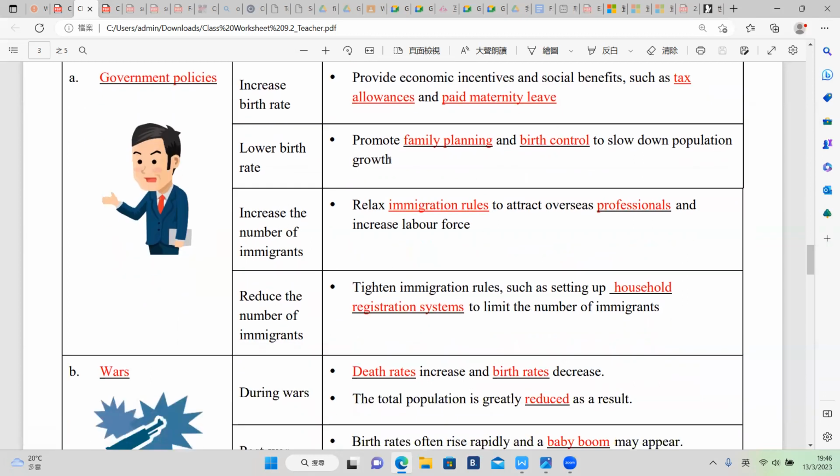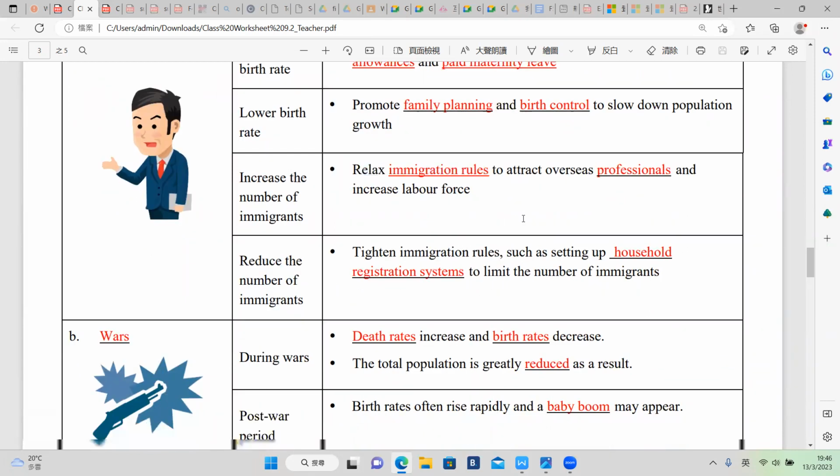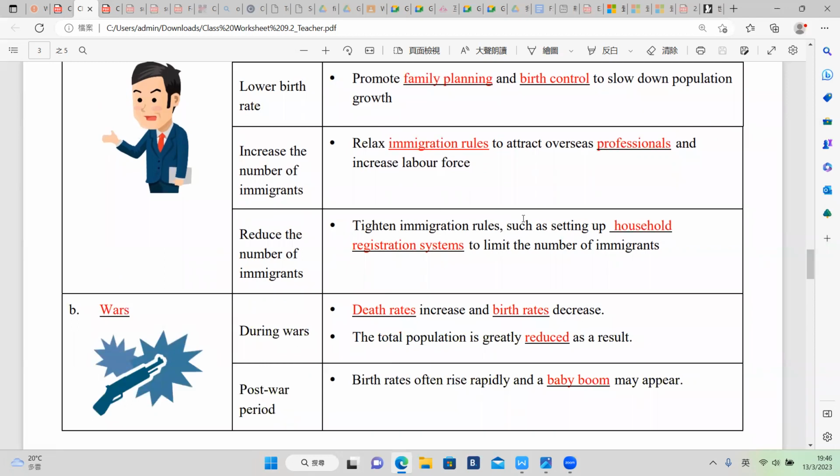Increasing the number of immigrants: relaxing the immigration rules to attract overseas professionals can increase the labor force. Just like Hong Kong nowadays, some special professionals, such as doctors or dentists, can be allowed to work in Hong Kong as foreigners by passing some special requirements. Even though they did not study in Hong Kong, they can work there. This is a kind of relaxation of the immigration rules.